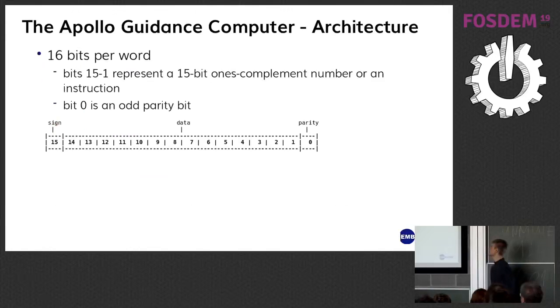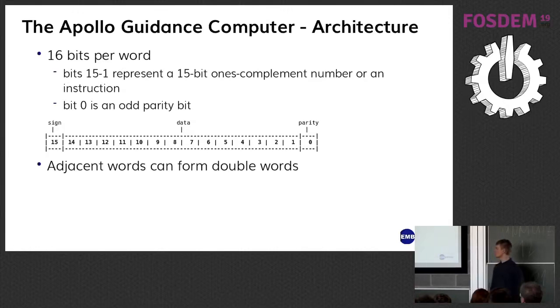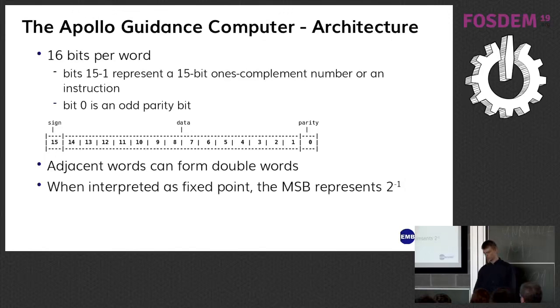So the AGC has 15 bits available to use for each 16-bit word. These were used to represent either a ones complement number or the encoding of an instruction. The spare bit was used as an odd parity bit, which allowed the hardware to detect basic bit errors. Adjacent words in memory could be used as double words. The sign bit must match, so this gave an effective 29-bit ones complement number. Some instructions interpreted the data as fixed point, and the most significant non-sign bit represented a half. So this gives a range of +1 to -1.